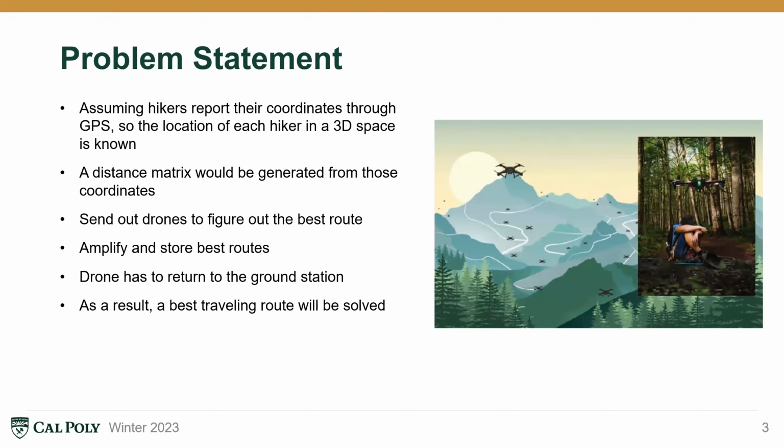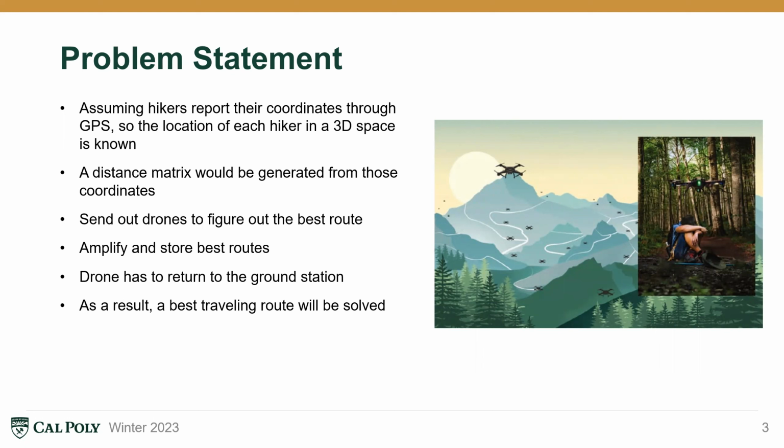Okay, so in terms of the problem statement we are trying to solve, assuming that the hikers report their coordinates through their GPS, we will be able to obtain all the locations of each hiker, and we will put those locations in a 3D space in order to calculate the distance matrix. Once we obtain the distance matrix, we will pass it into the ant colony algorithm.